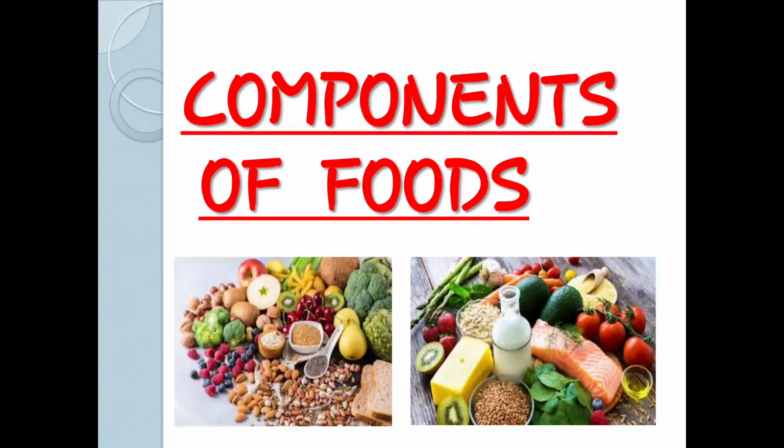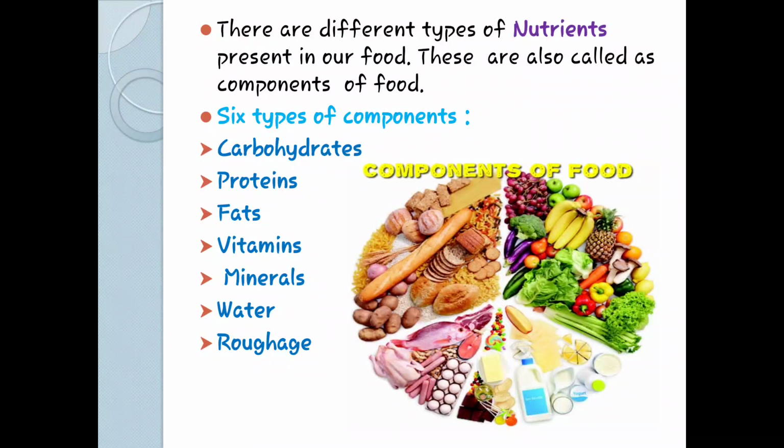Coming to today's topic, it is components of food. There are different types of nutrients present in our food. These are also called components of food. There are basically six types of components: carbohydrates, proteins, fats, vitamins, minerals, water, and roughage. All these components, we will discuss them one by one. So, let's move to the next slide.